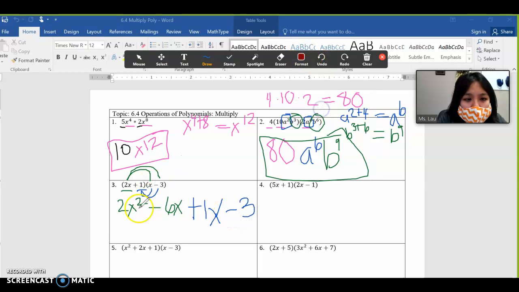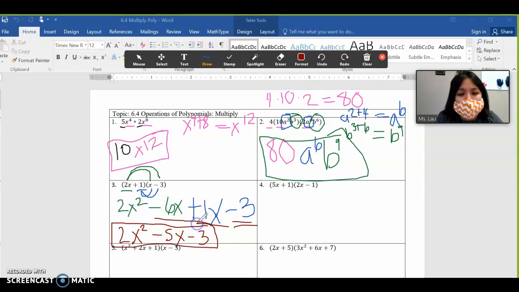Now we're going to combine our like terms. 2x squared, I don't see anything else that has x squared, so that's just 2x squared. Negative 6x plus 1x is negative 5x. Minus 3, there's nothing else, so it's just minus 3. This is my final answer, so you can go ahead and type it into the Go Formative box.